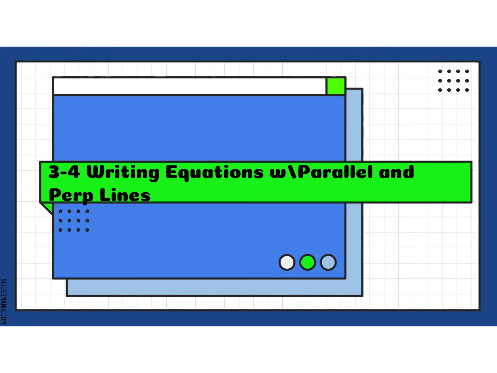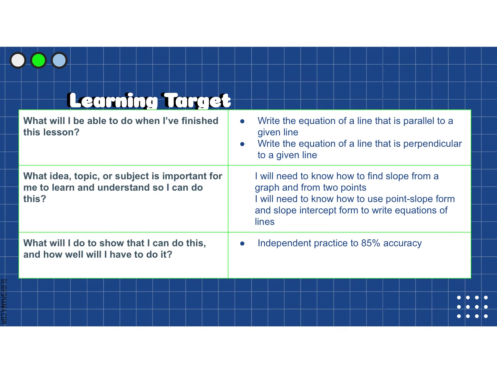This is a lesson covering 3-4 writing equations with parallel and perpendicular lines. In this lesson, you will write the equation of a line that is parallel to a given line, and you will write the equation of a line that is perpendicular to a given line. In order to do this, you will need to know how to find slope from a graph and from 2 points, and how to use point-slope form and slope-intercept form to write equations of lines. You will show that you can do this through independent practice to 85% accuracy.